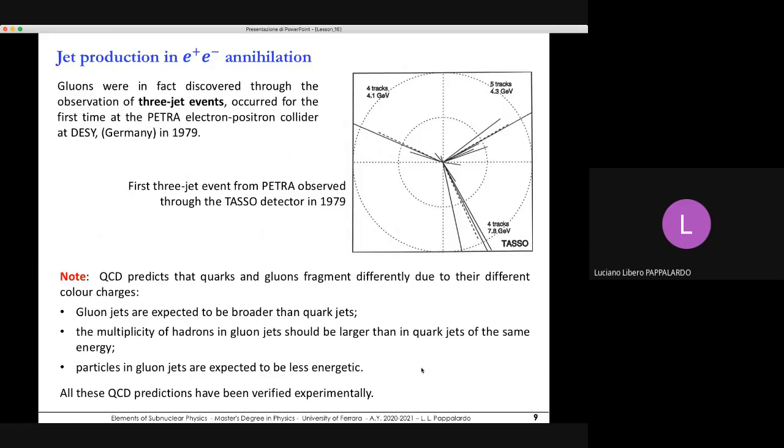First of all, the gluon jets are expected to be broader than the quark jets. The multiplicity of hadrons in the gluon jet should be larger than in the quark jet at the same energy, and the particles in the gluon jet are expected to be less energetic. So essentially, when a gluon fragments with the same energy of a quark, you expect more particles which share the same energy, so each with a lower energy, and also the shape of the jet is broader. And all these predictions have been indeed verified experimentally.